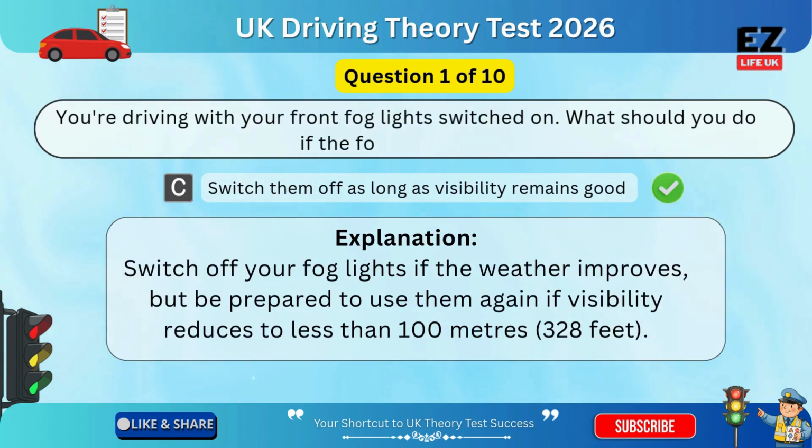Let's look at why the correct answer is option C. Switch off your fog lights if the weather improves, but be prepared to use them again if visibility reduces to less than 100 meters, 328 feet.